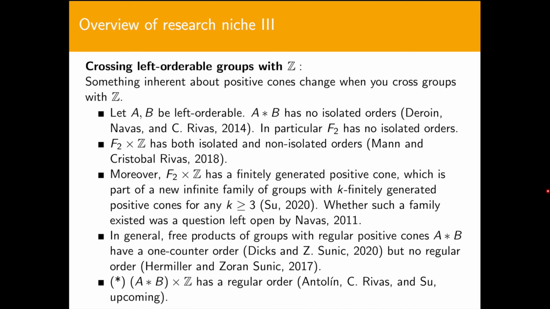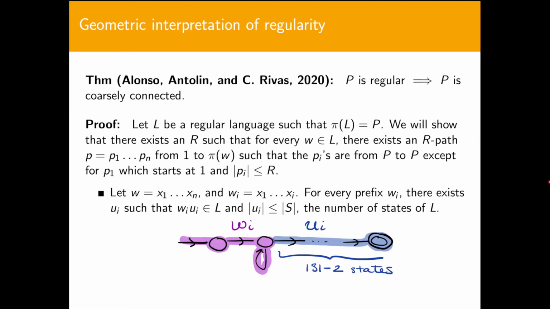In general, free products of groups with regular positive cones, denote them A star B, have a one-counted order. This is a result of Dixon and Schmidt, but no regular order by a result of Alonso and Cristóbal Rivas. And we're going to prove this. So A star B cross Z, though, will have a regular order. And this is a result in our upcoming paper.